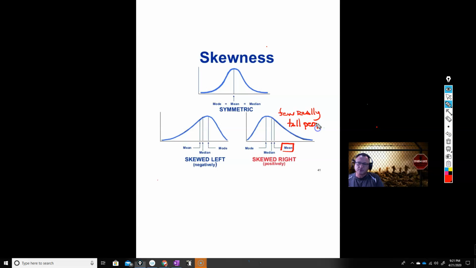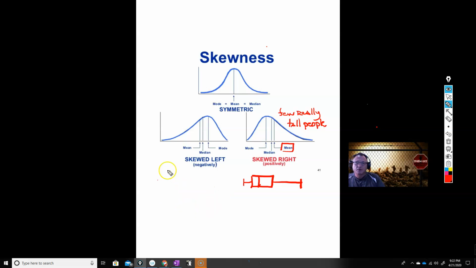That would skew the mean to the right, and our data would look like this. So our box and whisker plot would end up being, this would represent the same type of skewness.